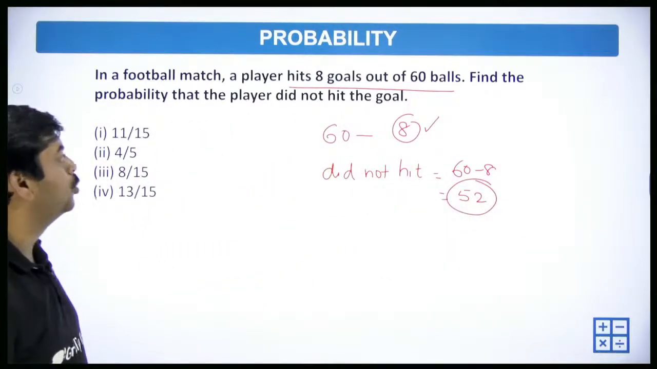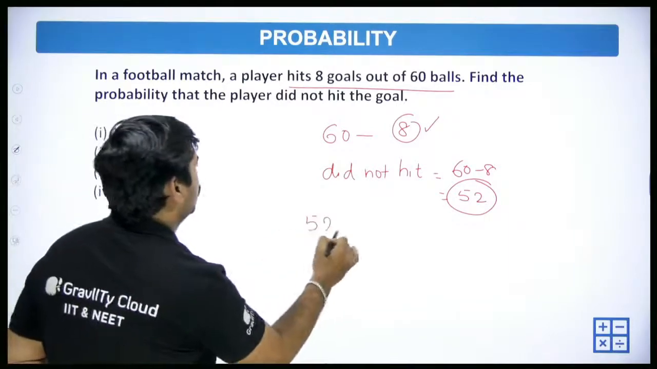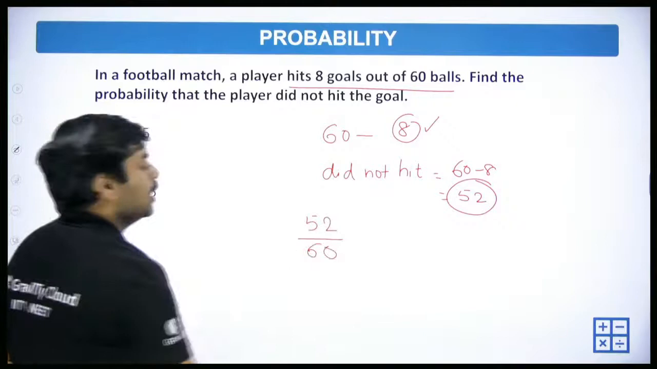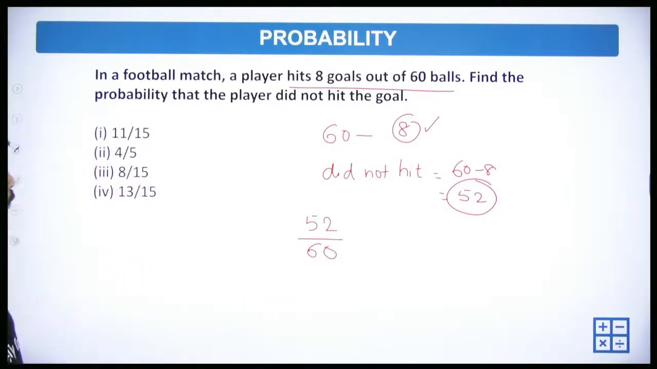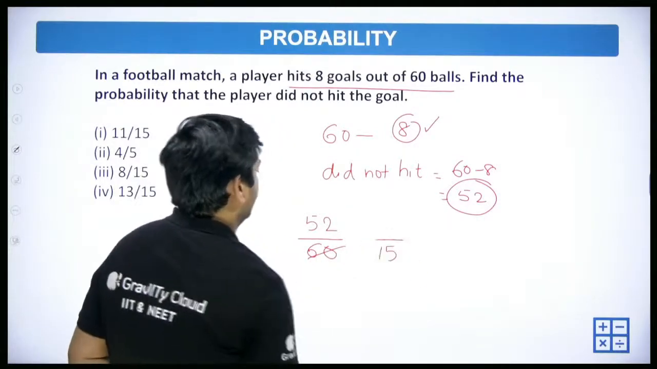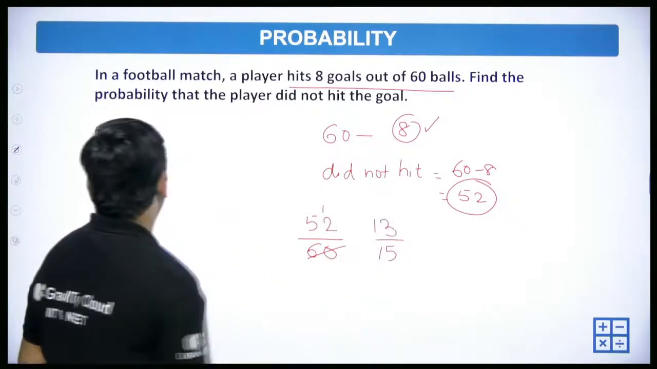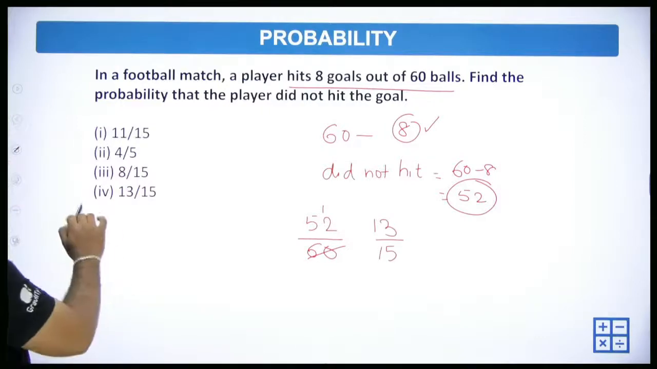Find the probability the player did not hit the goal, right? So from there we'll get 52 by 60. The total number of balls is 60, 52 by 60. So I think we can cancel with maybe 4 or 8. With 8 I think we cannot cancel. With 4 we can cancel, right? 4 15s are 60 and 4 13s are 52, so 13 by 15. Do we have that option? Yes. So 13 by 15 is the correct answer.